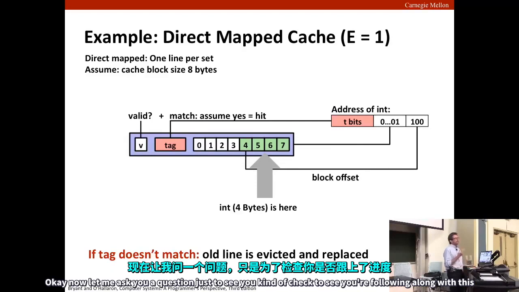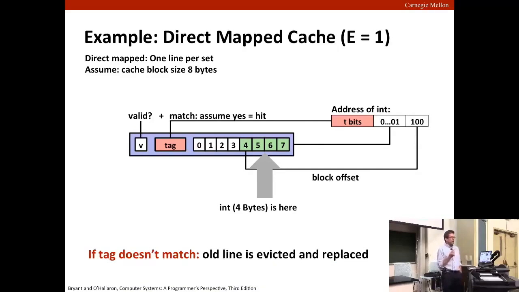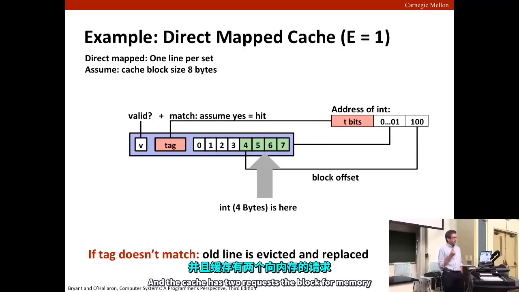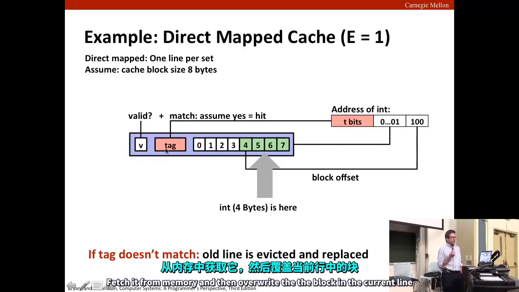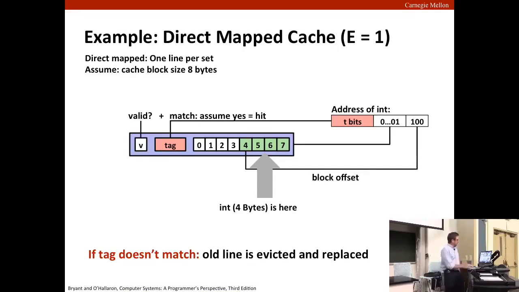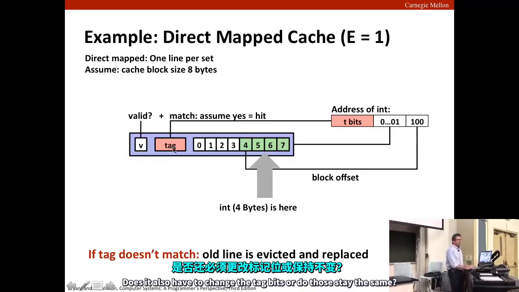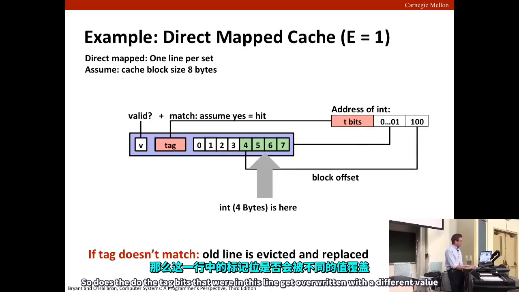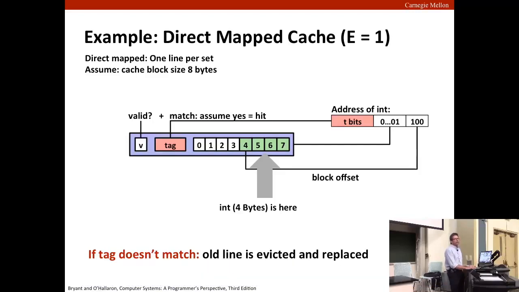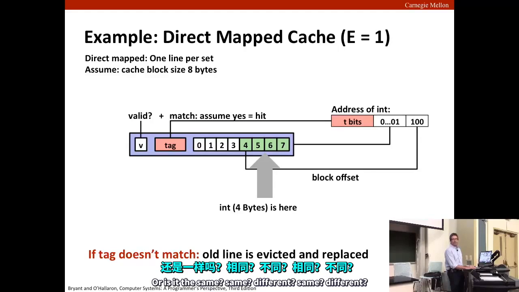Okay, now let me ask you a question just to check to see if you're following along with this. If there's a miss, and the cache has to request the block from memory, fetch it, and then overwrite the block in the current line, does it also have to change the tag bits? Or do those stay the same? Do the tag bits that were in this line get overwritten with a different value, or is it the same? Same? Different?